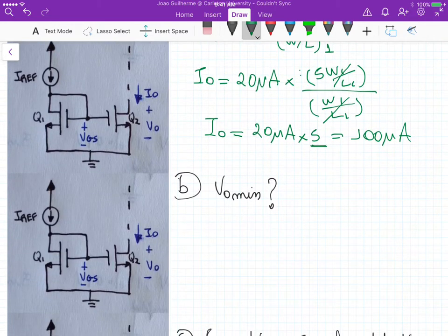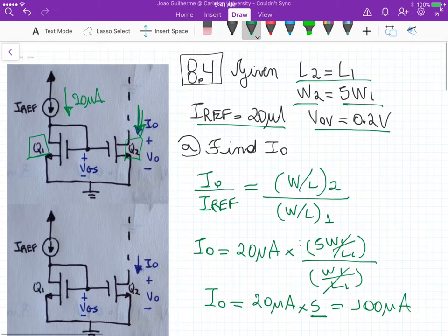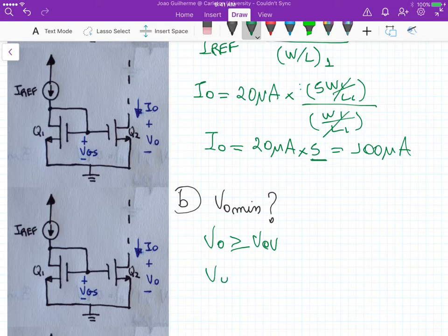Now what's the minimum value of V out? Remember that the minimum V out should always be greater than the overdrive voltage, because we need the transistors to operate in saturation mode. So if the V overdrive is given as 0.2, the minimum value of V out is 0.2 volts.